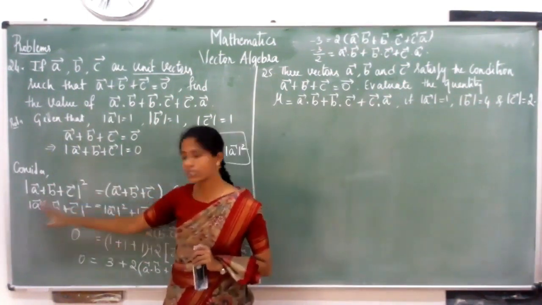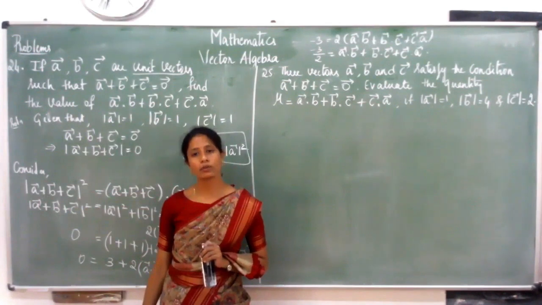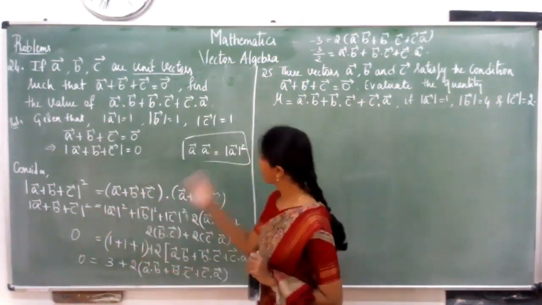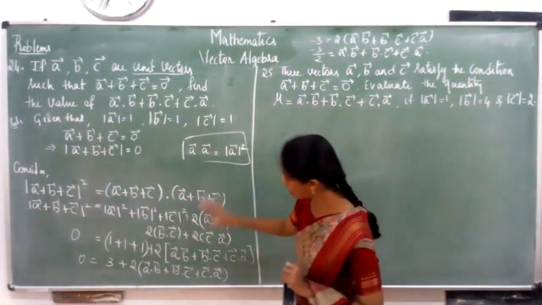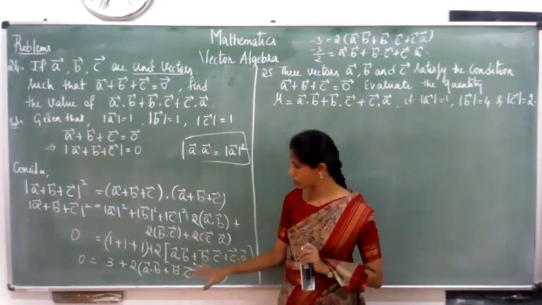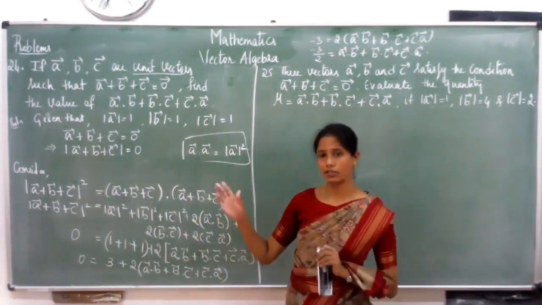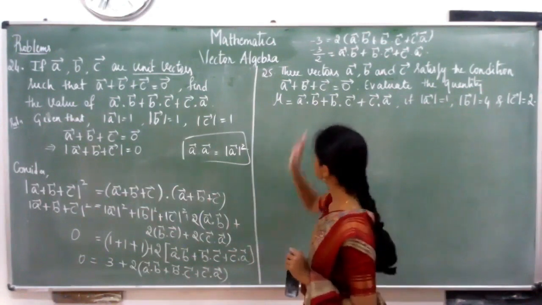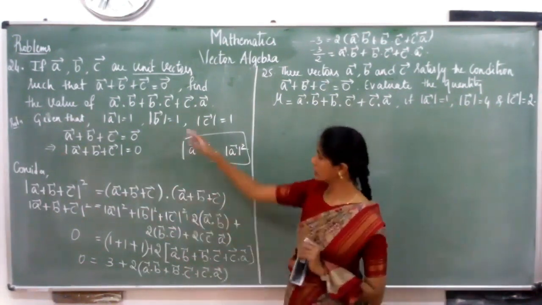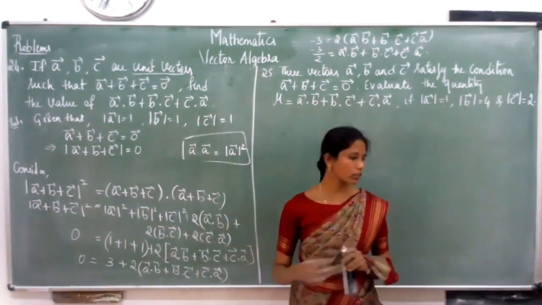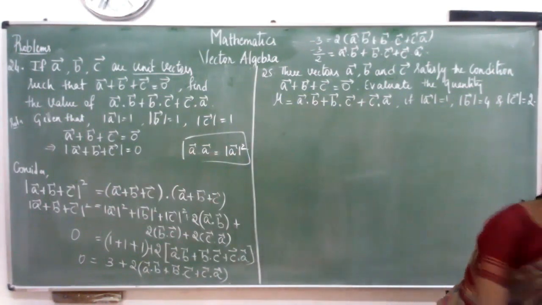Then we have considered magnitude of vector A plus vector B plus vector C, the whole square. We have applied one of the observations. We have simplified. After simplifying, if we just substitute the values given in the problem, we can easily find the required value. Now moving on to the next question of a similar type.